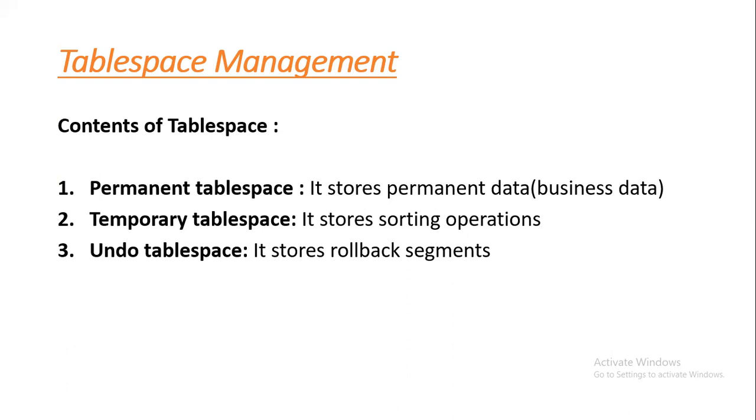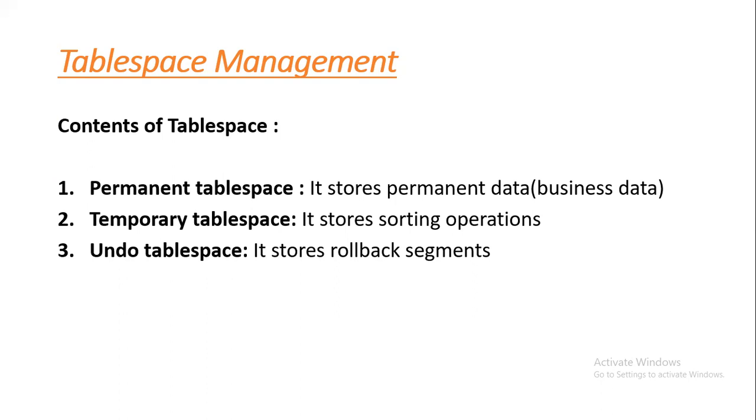The permanent table space stores the permanent data. Permanent data is nothing but our transactions related data. Our business data will be stored in the permanent table space. Coming to the second one, the temporary table space, it stores sorting operations. Order by, group by clauses, that type of things will be stored in the temporary table space.